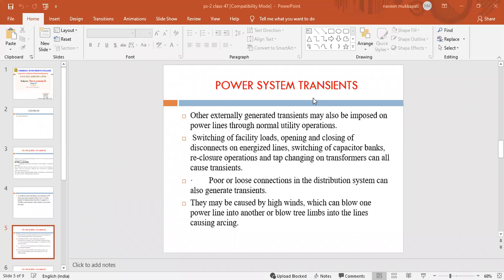The first one is the external sources. That type of transient is produced due to lightning strokes. External transients are obtained depending upon the lightning strokes that are produced between cloud and cloud, or cloud and earth.